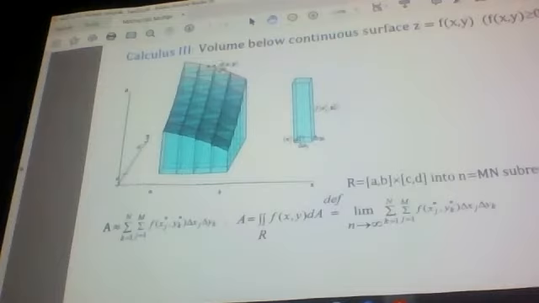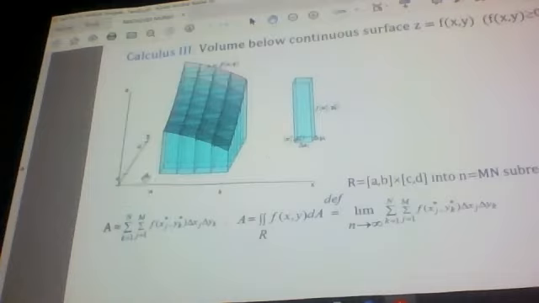I could think of an analogous thing. I could add up all these little subvolumes of what we call rectangular parallelepipeds. Right, a parallelepiped is a six-sided figure with six parallelogram sides. And so a rectangular parallelepiped is just a rectangular box like this. So here's one of the boxes underneath here.